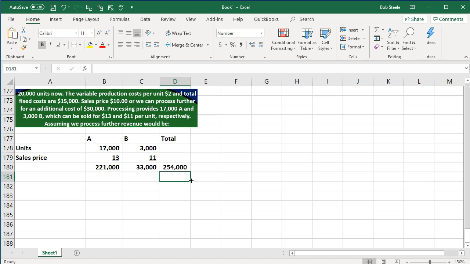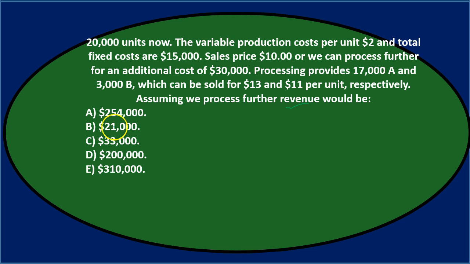So again, that doesn't answer the normal question, which we would expect, which is whether we should process further or not. It's not asking that. It's just asking for the revenue if we were to process further, which can be a little tricky in and of itself. But the answer then should be the 254,000. That's the one. Now, again, if you don't read that carefully, you might do the more complex question, work the whole thing out, and find the net revenue or some other calculation.